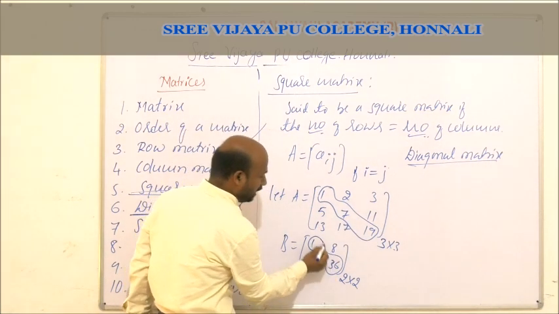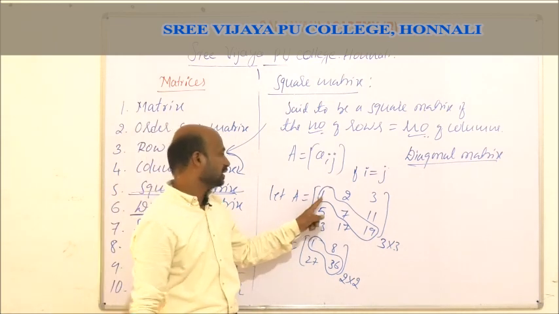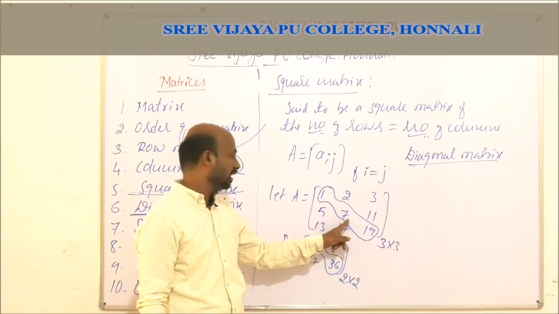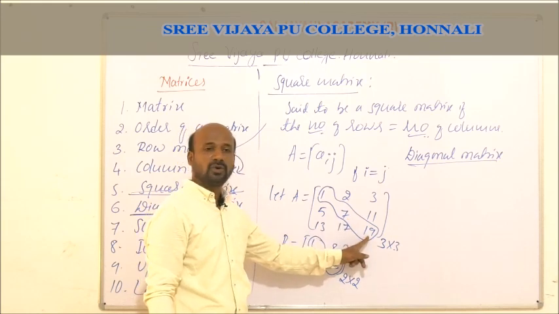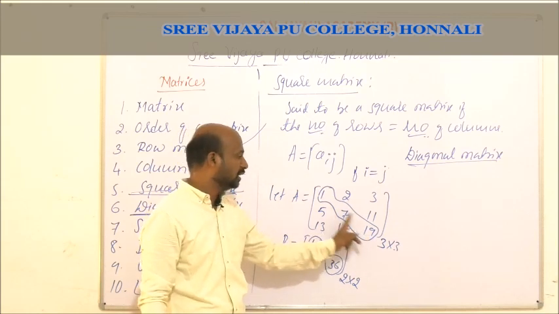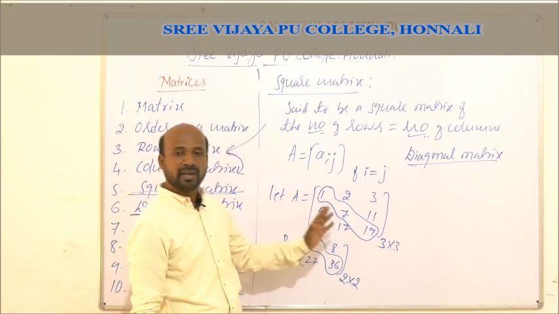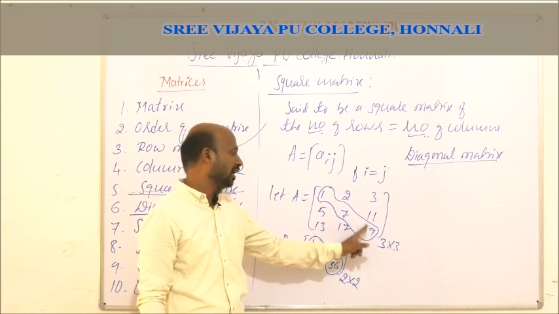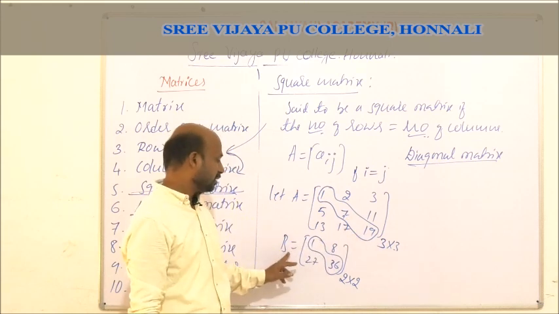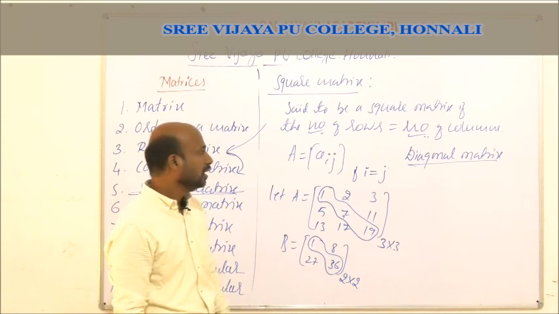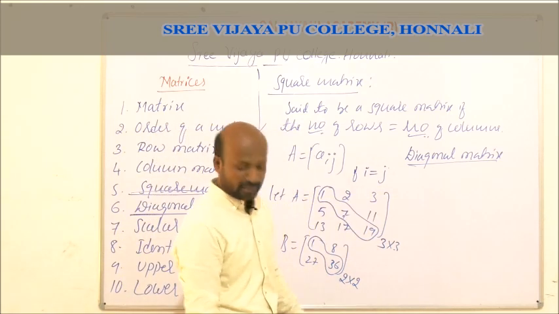and in this case the diagonal elements are 1 and 36. It means that this is the first row, first element, this is the second row, second element, and this is the third row, third element. These are the diagonal elements. So in matrix A, the diagonal elements are 1, 7 and 19, and here in matrix B, the diagonal elements are 1 and 36. So now we shall define diagonal matrix.